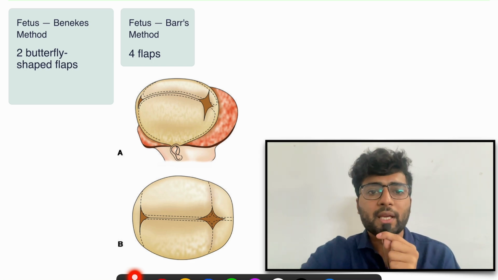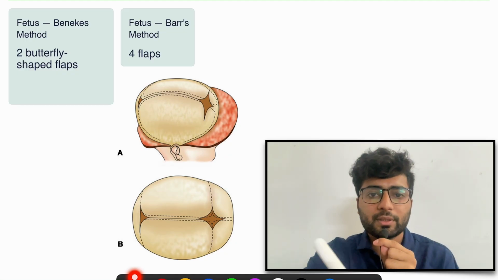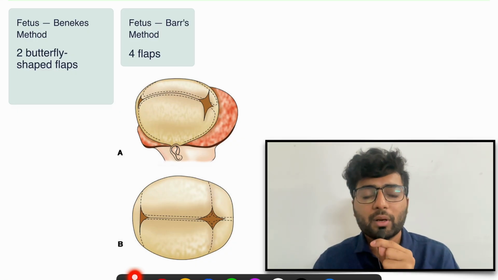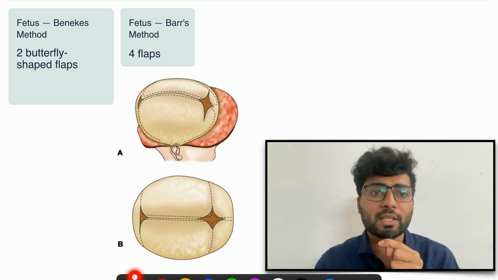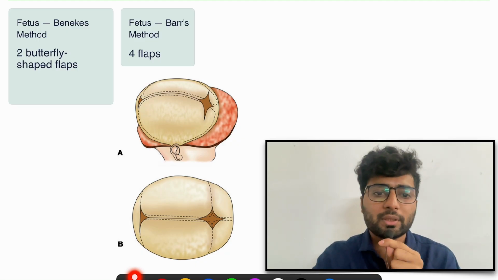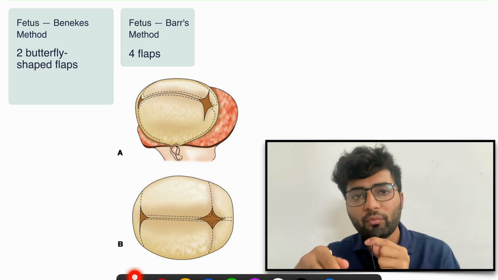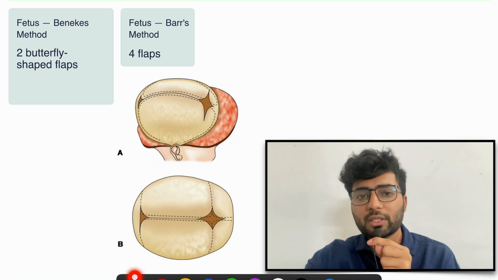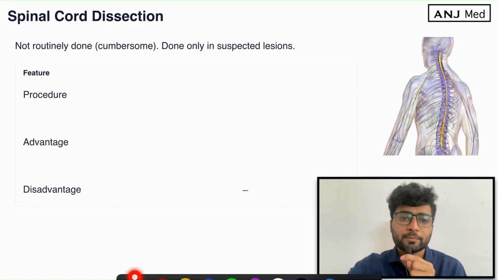First one is butterfly shape, two butterfly shaped flaps. See, this is one and this is two. So we have two butterfly shaped flaps in Benick's method, and in Barr's method we have four flaps. So four flaps in Barr's method and two flaps in Benick's method. So this was opening the skull in the fetus.